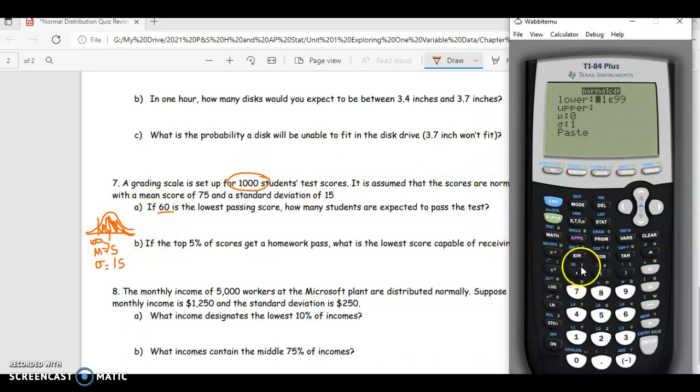And the comma key is right here above 7 on the app. And I'll show you on my screen. It'll look like my screen when I press enter. All right, regardless of how you're typing it in the calculator, lower bound means how far left is your shading. So if I go back to my picture over here, the left part of my shading is 60. Upper bound is how far right.